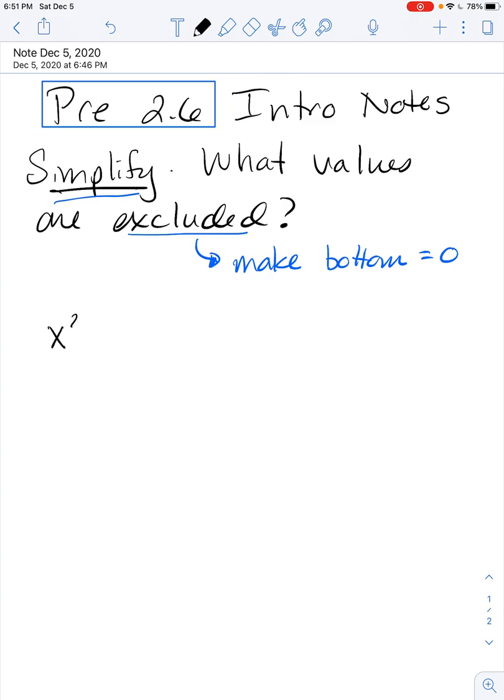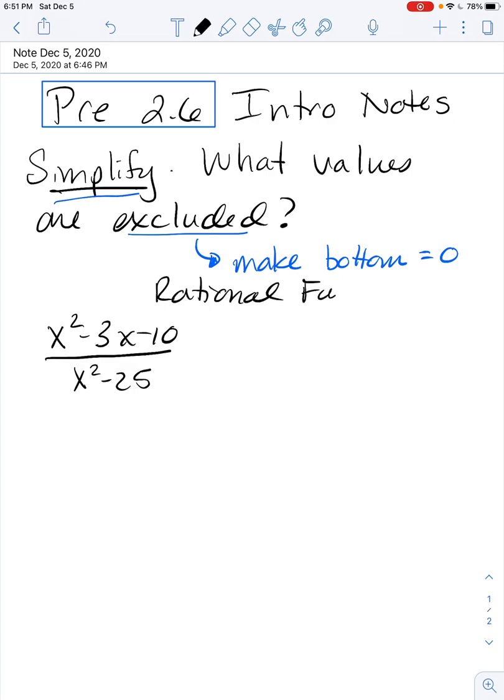Say that I had x squared minus 3x minus 10 over x squared minus 25. This is called a rational function, and the reason it's called a rational function is rational means fraction, and function is something involving x, and since this is a fraction involving x, we call it a rational function, and that's what we're going to be dealing with in 2.6.